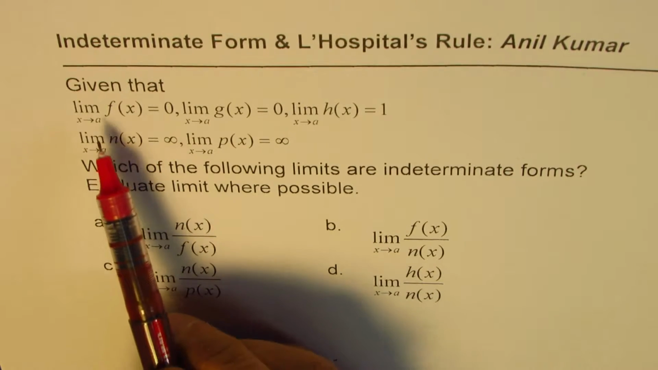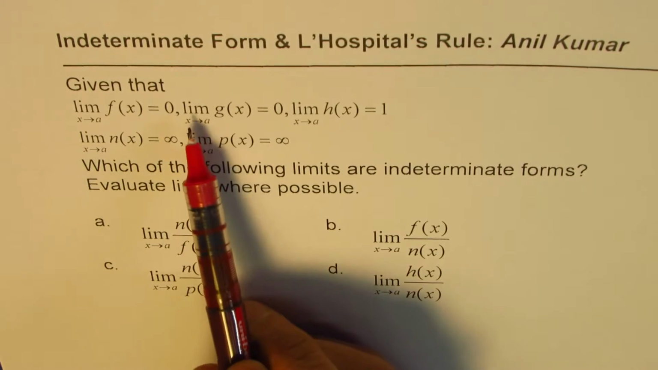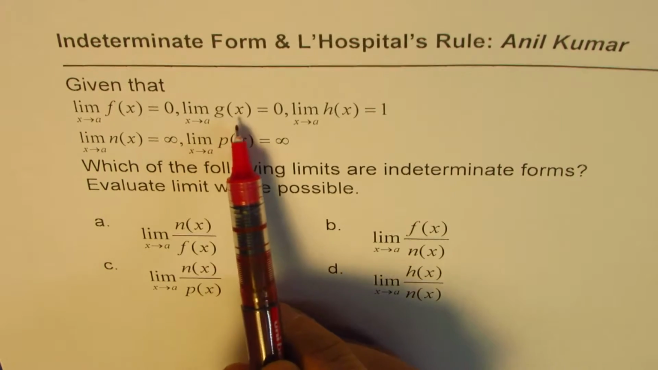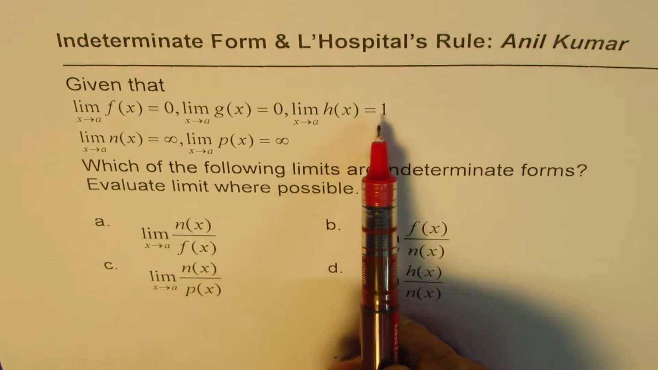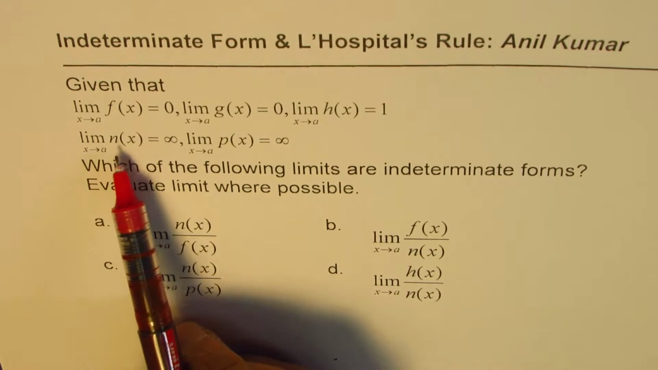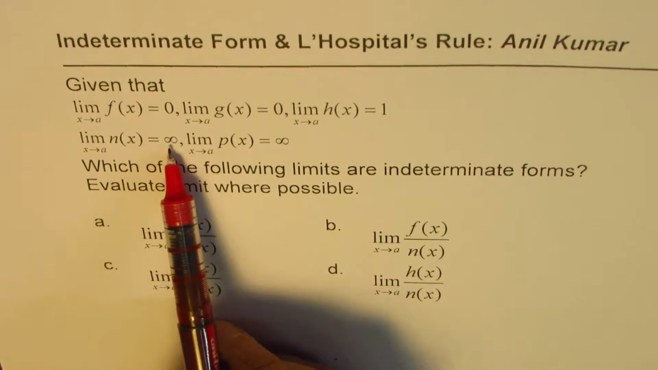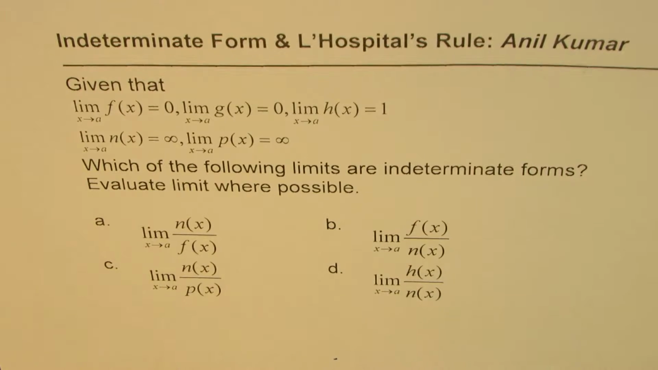We are given that the limit of f of x when x approaches a is 0, the limit of g of x when x approaches a is 0, the limit of h of x is 1, the limit of n of x is infinity, and the limit of p of x is infinity. So we're given these 5 functions and their limits when x approaches a.